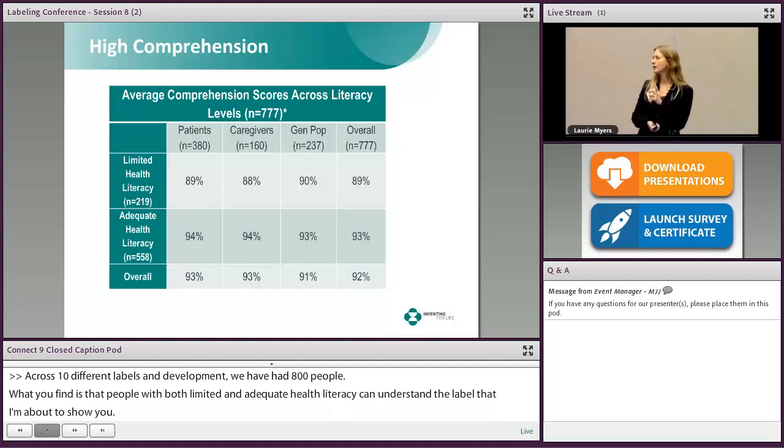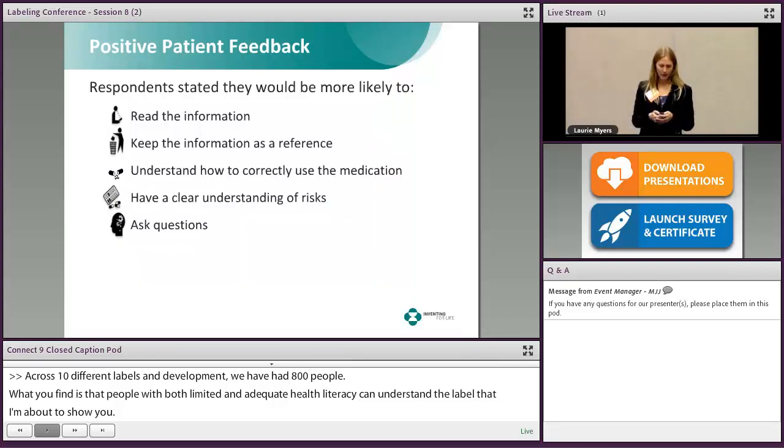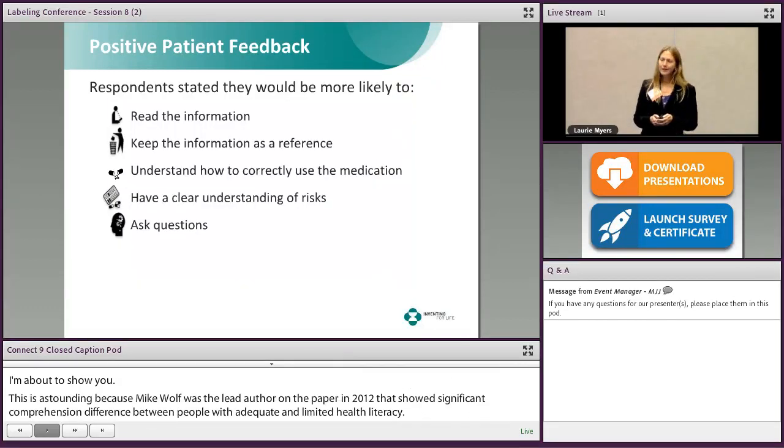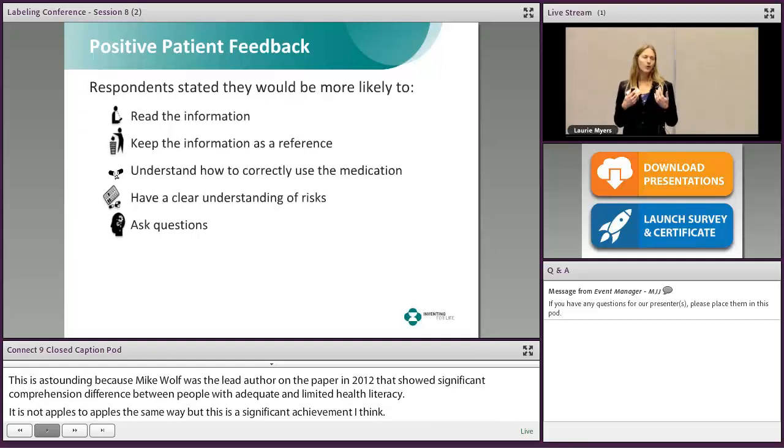This is pretty astounding because Mike Wolf was the lead author on a paper in 2012 that showed a significant comprehension difference between people with adequate and limited health literacy. It's not apples to apples. It's not exactly the same way. But this is a pretty significant achievement, I think.